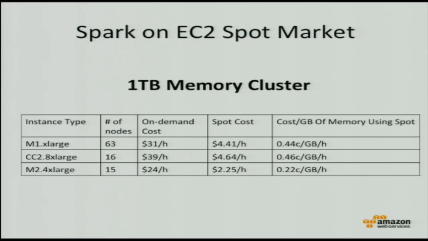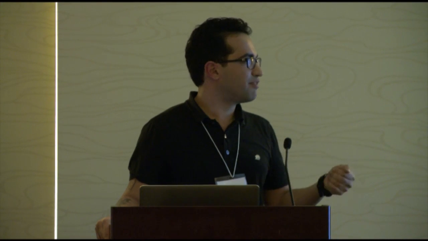Same thing on CC2. Great use case for Spark. If you're memory heavy and CPU heavy, CC2s are great for that. 16 instances, about $39 an hour. On the spot market, that would be $4.46, about 46 cents per gigabyte of memory per hour. M2 quadruple extra large is even cheaper, $2.25 per hour, 22 cents per gigabyte. And typically, if you're memory heavy, you may use M2 quadruple extra large as well. But if you have the means to pay for CC2, you get much better CPU power.